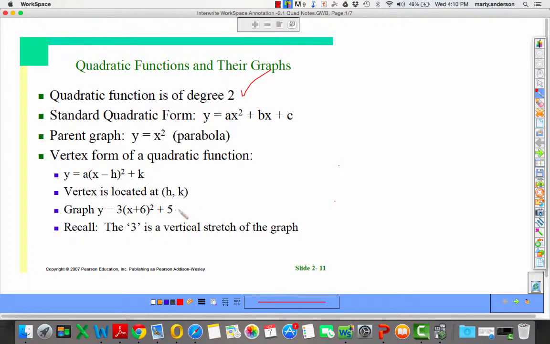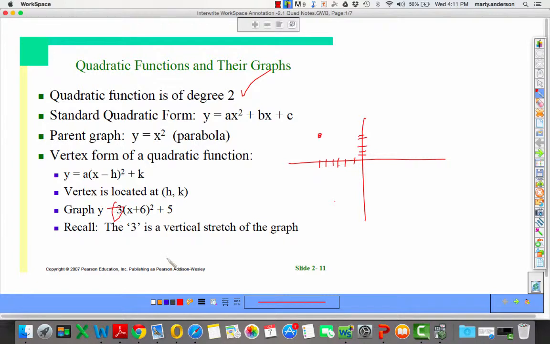So if we're talking about the graph of y equals 3 times quantity x plus 6 squared plus 5, the x plus 6 means 6 left, and the plus 5 means 5 up. Remember, on a graph, plus 6 is 6 left, because that would be x minus negative 6. That's how we get the plus 6. So move yourself 6 left, and then the plus 5 is 5 up. So the transformation point would be here.